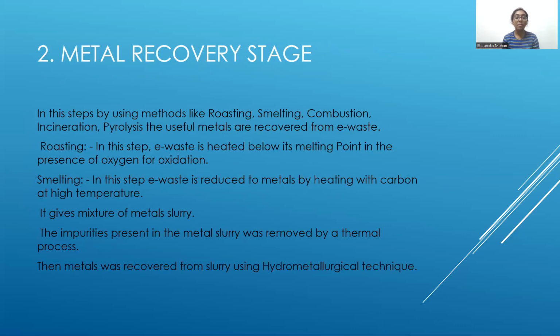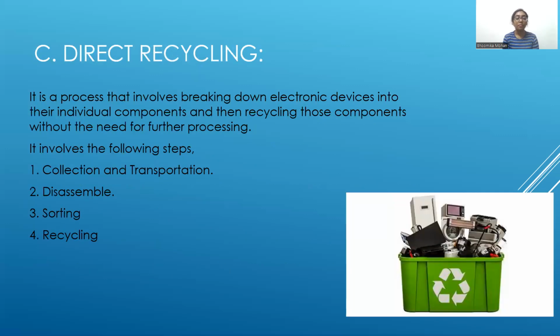In this stage, using methods like roasting, smelting, combustion, incineration, and pyrolysis, useful metals are recovered from e-waste. Roasting: in this step, e-waste is heated below its melting point in the presence of oxygen for oxidation. Smelting: in this step, e-waste is reduced to metals by heating with carbon at high temperature. It gives a mixture of metal slurry. The impurities present in the metal slurry are removed by a thermal process. Then metals are recovered from the slurry using a hydrometallurgical technique.